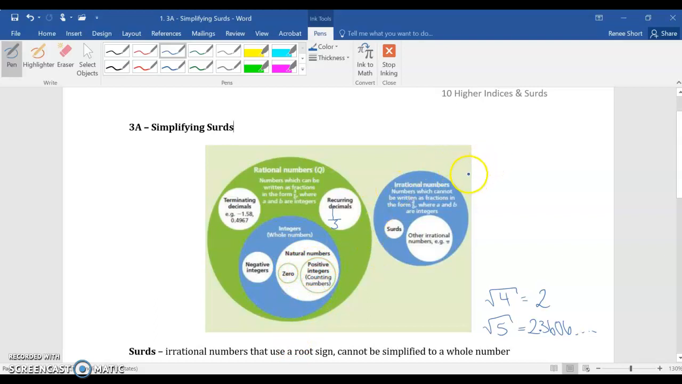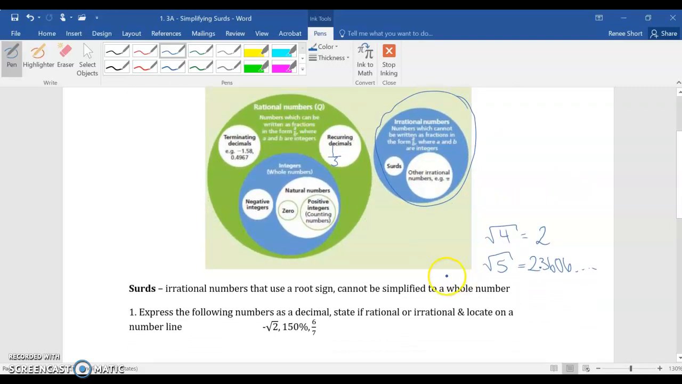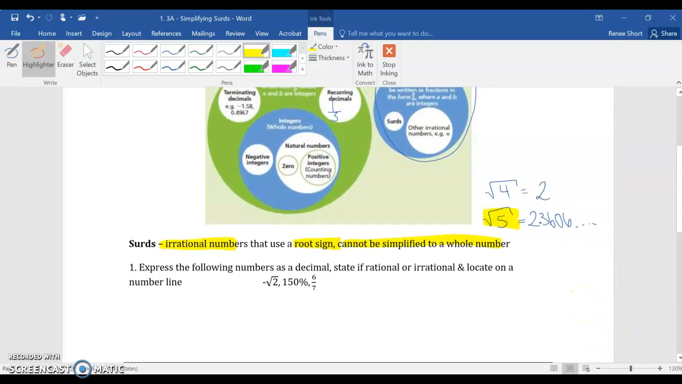Over here though, we've got our irrational numbers, and they can't be written in that fractional form as a over b, where a and b are integers. So we've got our surds and other irrational numbers that we've worked with, such as pi. And if you go on to work in methods, and especially specialist maths, you'll work with complex numbers and learn more about other irrational numbers there. So for the purpose of this, we need to know that a surd is an irrational number, it uses a root sign, and it cannot be simplified to a whole number, i.e. that root 5.